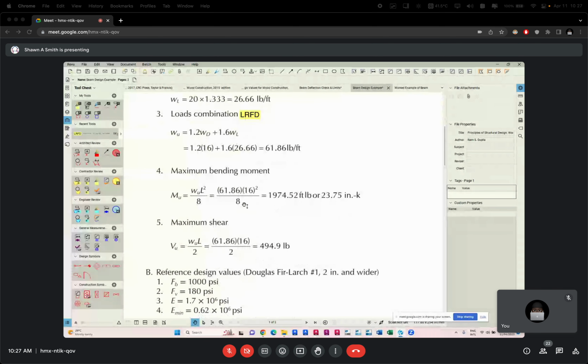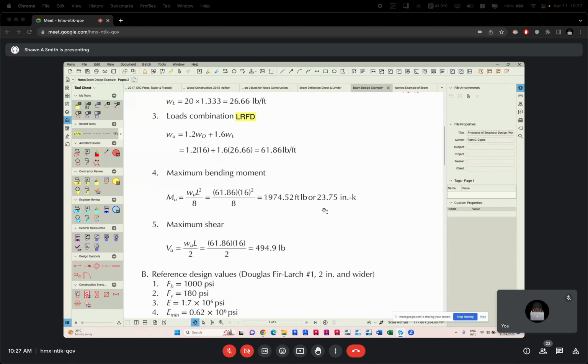And hence, using the formula for maximum moment, WL squared over 8, right? This L this time, class, is in feet, the length of the rafter, 16 feet. And it comes out as 1974.52 pound-foot or 23.75 kip-inch. I take it I don't need to tell you how to convert from pound-foot to kip-inch. We already know that 12 inches make 1 foot and 1,000 pounds equal 1 kip. So with those basic units in mind, you can move from this to this.